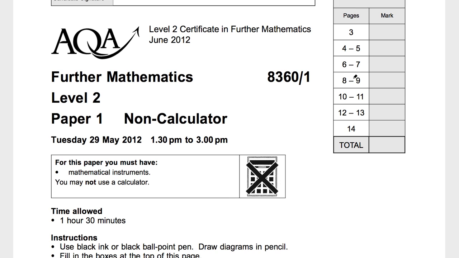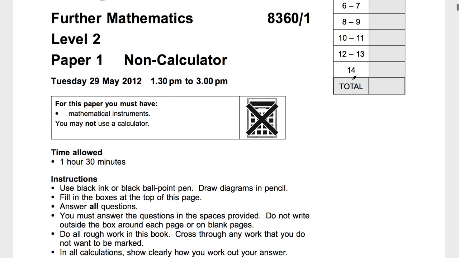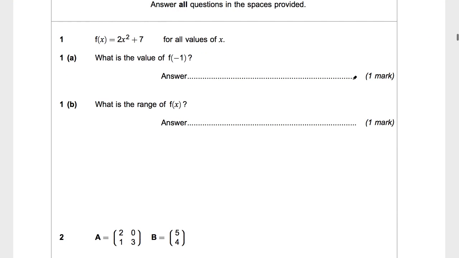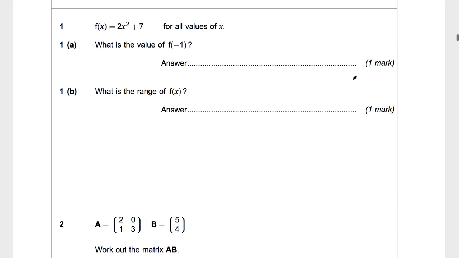I'm just going to talk through this paper, not really teaching the topics, but just going over the way I'd think of it if I was in the exam. So, looking at question 1, here's a function f of x equals 2x squared plus 7 for all values of x. What is the value of f of minus 1?